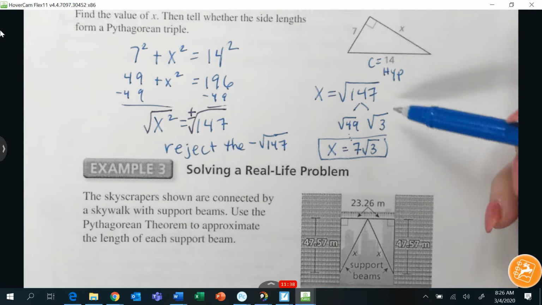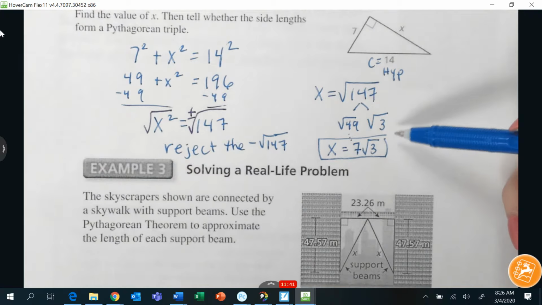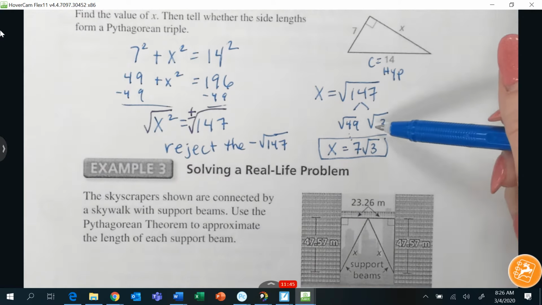We've done this a few times this year. This chapter we're going to practice simplifying radicals even more. So if you still need help with this, you come see me and ask me questions. Okay?